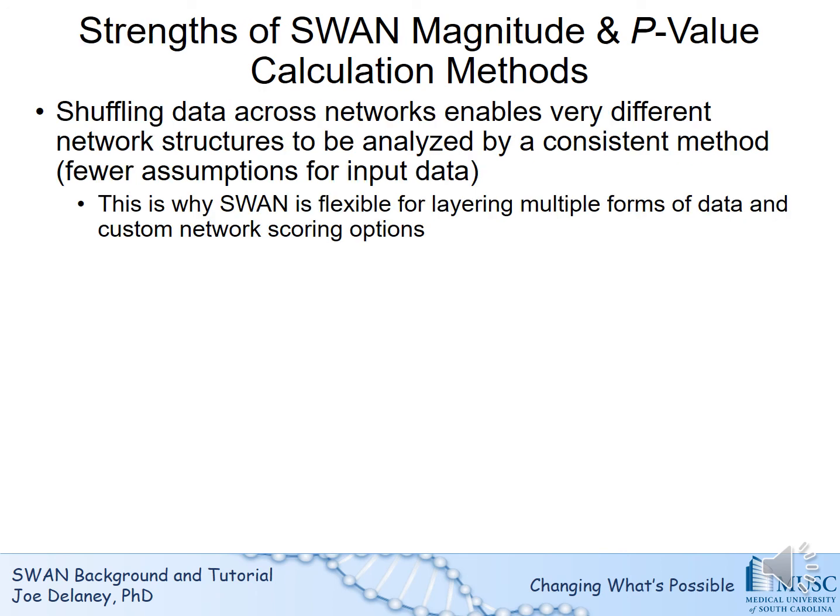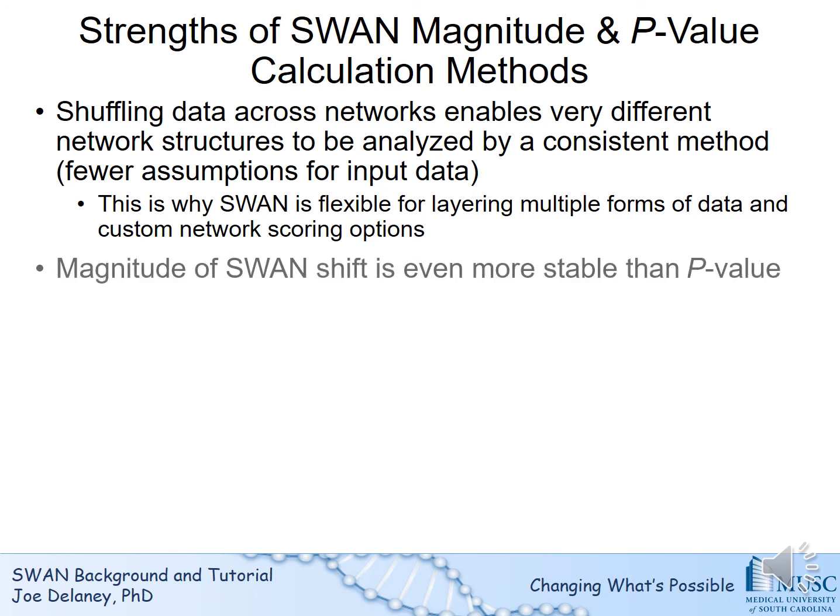Of course, the strengths of this are simply that you arrive at the biological answer, which is very likely to be positive when you follow it up in future experiments. And of course, the shuffling of data across networks mathematically enables very different network structures to be analyzed by a single consistent method. So you don't have as many assumptions that you need for your input data. You don't have a certain distribution which it must match. And so this is why SWAN is flexible for us to integrate different forms of data, such as DNA, RNA, and mutation data all together in a single network analysis.